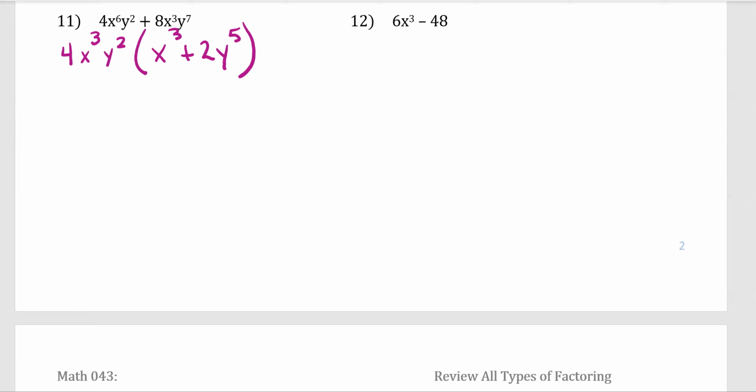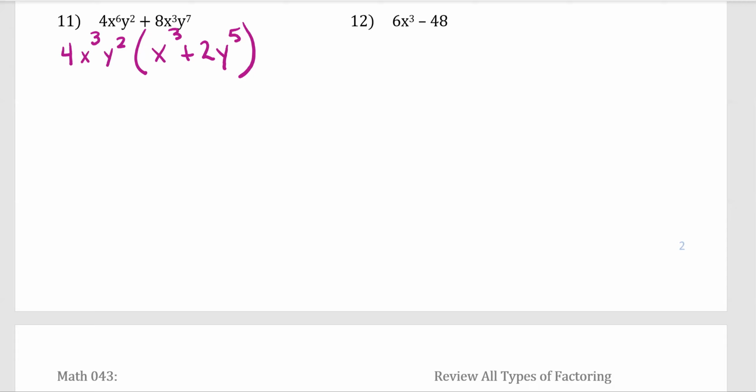And if we multiply 4x cubed y squared times x cubed, we get the first term. If we multiply 4x cubed y squared times 2y to the fifth, we get 8x cubed y to the seventh. Always check your factoring by multiplying.